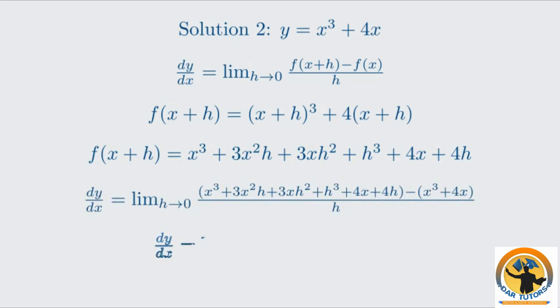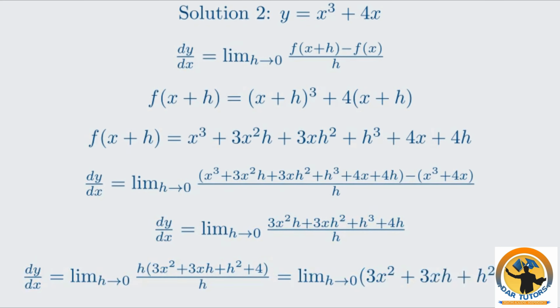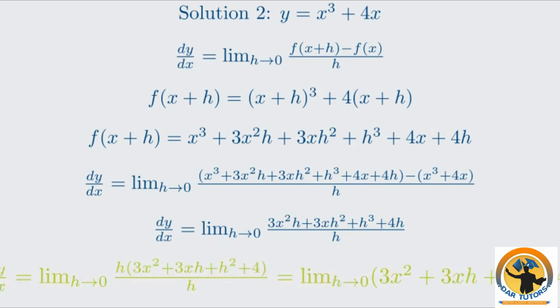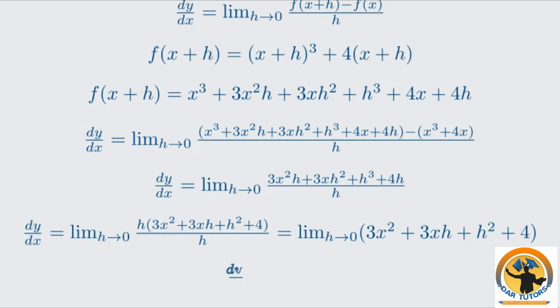We are left with 3x squared h plus 3xh squared plus h cubed plus 4h. Factoring out h and canceling, we get the limit of 3x squared plus 3xh plus h squared plus 4. Evaluating the limit gives 3x squared plus 4. So the derivative is 3x squared plus 4.